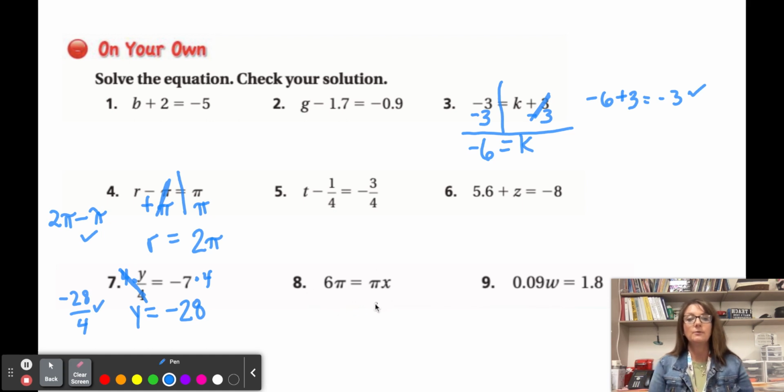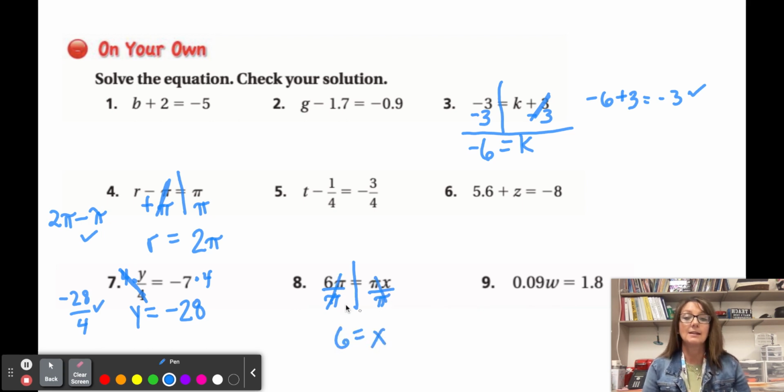Last one I'll do on this page for you is right here. There's the equal sign, so I can draw my line. I'm looking for the variable. The variable is x. What's happening to x? It's being multiplied by pi. So I can undo this multiplication with division. So let's divide both sides by pi. Pi's cancel. 6 is equal to x. It's kind of like an identity. 6 pi is equal to pi 6 or 6 pi. So we know that that checks out as well.